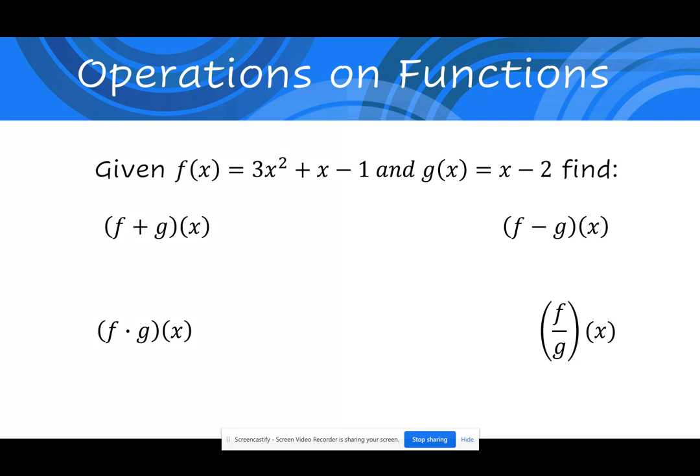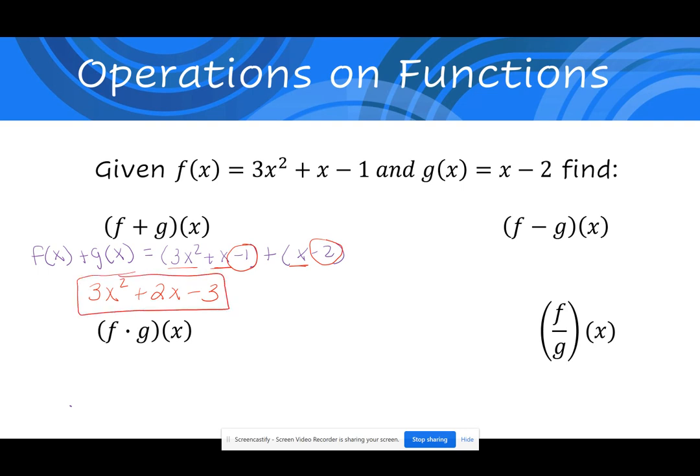So f plus g is just f of x plus g of x. So we're going to add them together. So we have 3x squared plus x minus 1 plus x minus 2. And now all we have to do is combine like terms. So we have 3x squared, then we have 1x plus another x, so plus 2x, and minus 1, minus 2, minus 3. So this new function is f plus g of x.